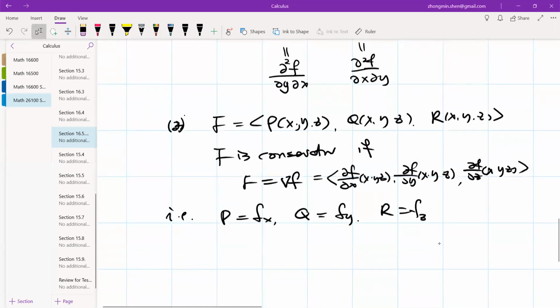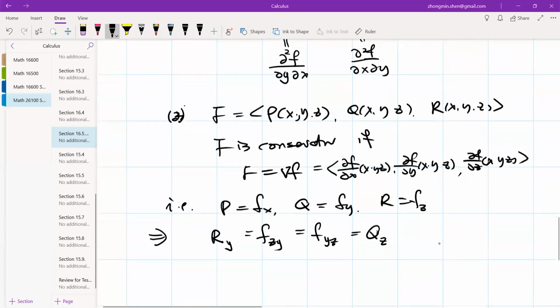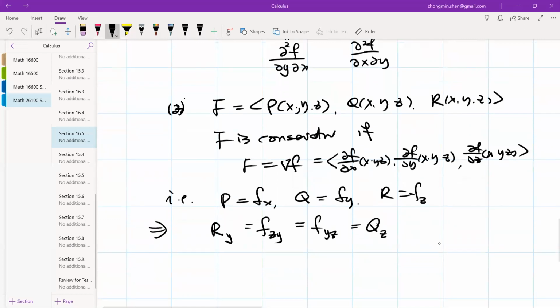Now what can you get? Let's look at R. In this case, R sub y is going to be f sub z y, that is, f sub y z, which is going to be Q sub z. Great, so you have this first identity.